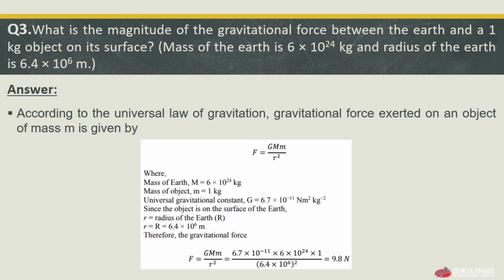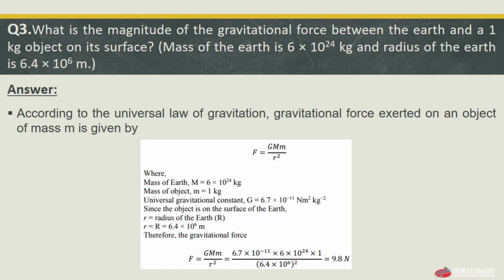By substituting all these values in our equation of force, we'll get the force F is equal to 6.7 multiplied by 10 raised to minus 11 multiplied by 6 into 10 raised to 24 multiplied by 1 divided by 6.4 multiplied by 10 raised to 6 whole square. And by solving this equation, we'll get the value of force is equal to 9.8 Newton. So the magnitude of the gravitational force between earth and a 1 kg object on its surface is 9.8 Newton. So this is the solution for question number 3.